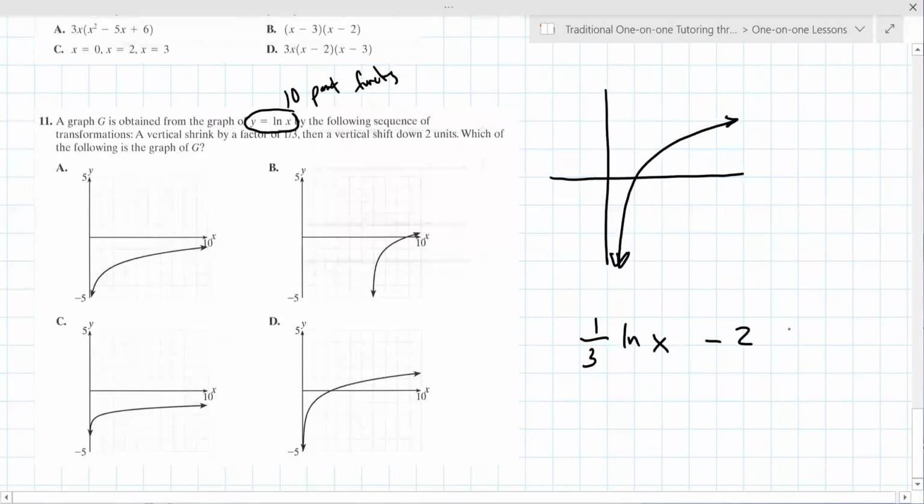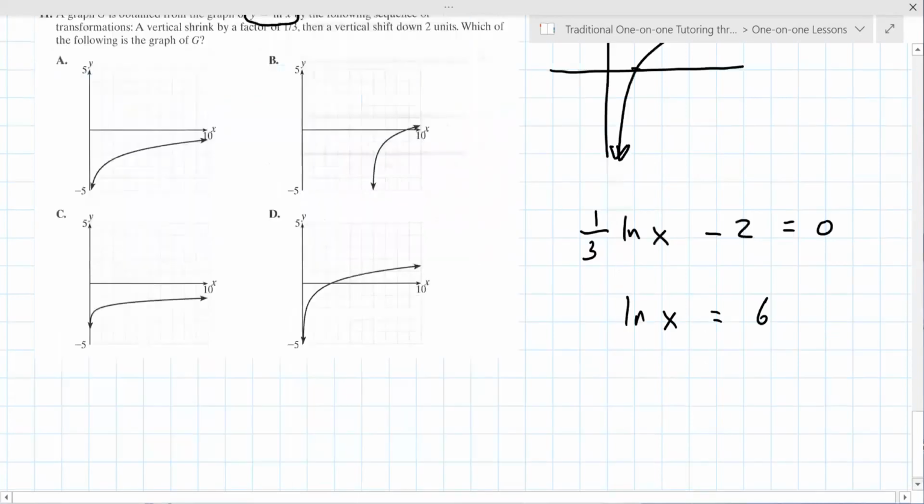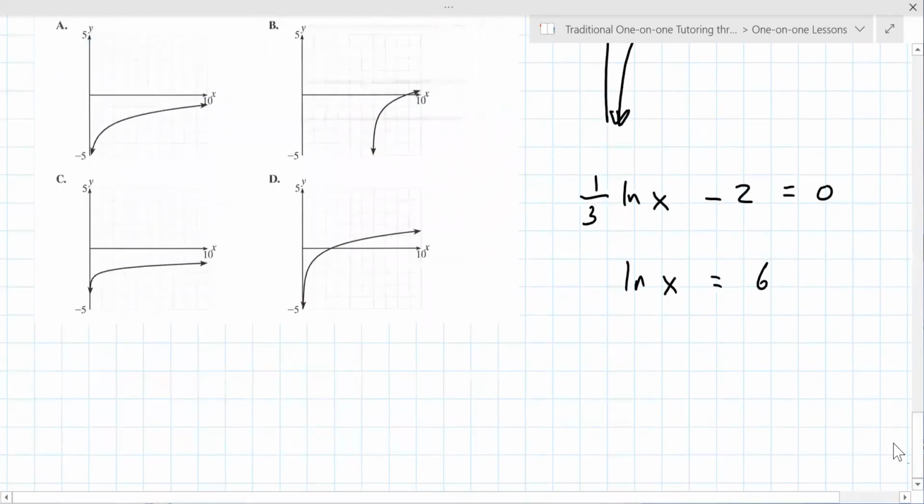So one thing you could do is set this equal to 0 to figure out where it crosses. That'll give you a lot of help here. It's where's the natural log of x equal to 6. So yeah, it is A or C. Notice A has a point there, and so does C.